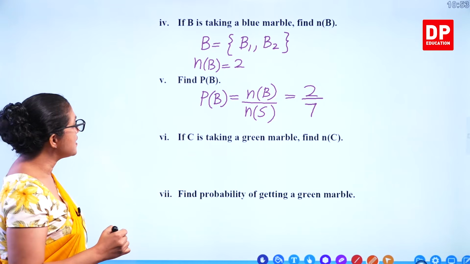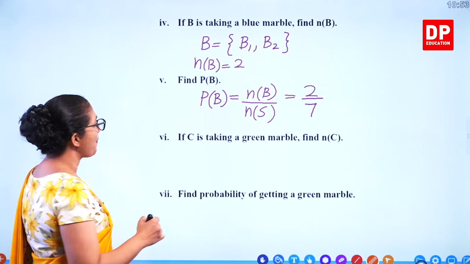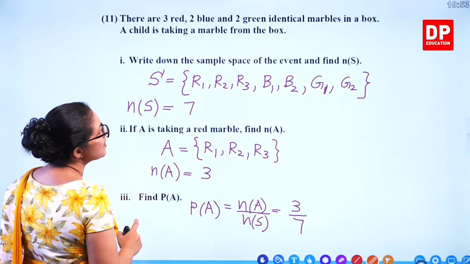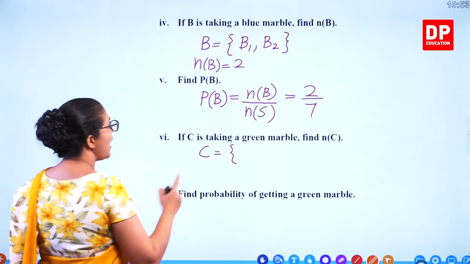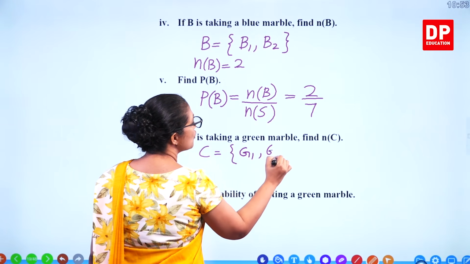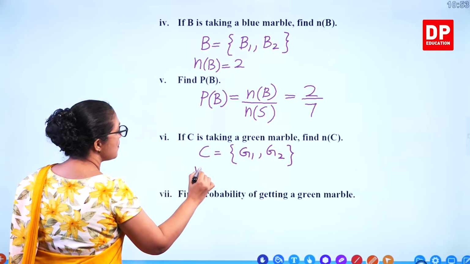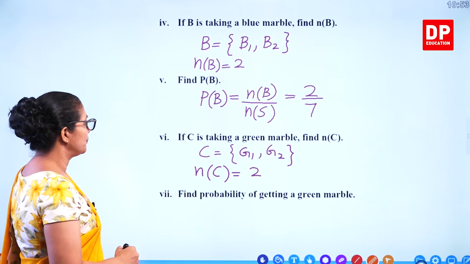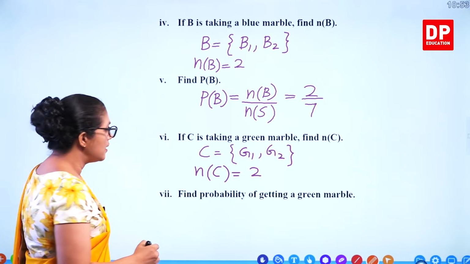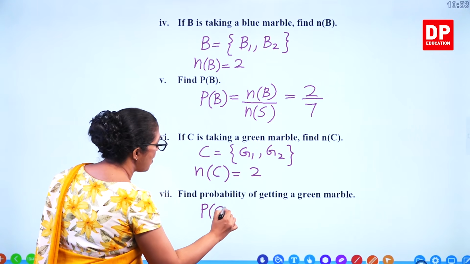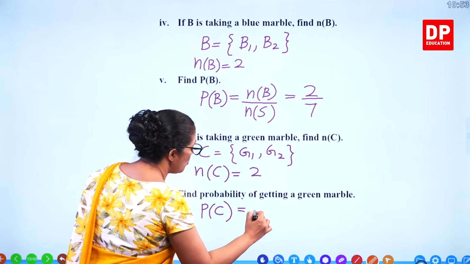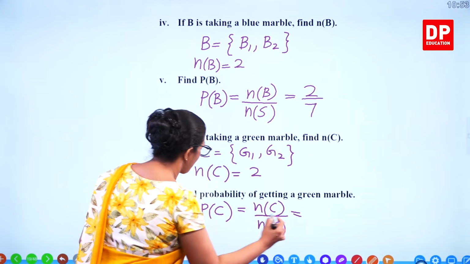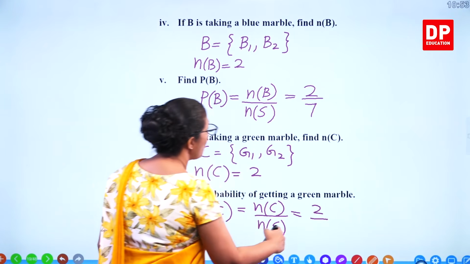Now another event C, taking a green marble. So what are the possibilities? How many green ones are there? 2. G1 and G2. 2 possibilities are there. So that means number of elements or number of outcomes is 2. So find the probability of getting a green marble. So probability of getting green marble means C is equal to NC over NS. That's 2 over 7.